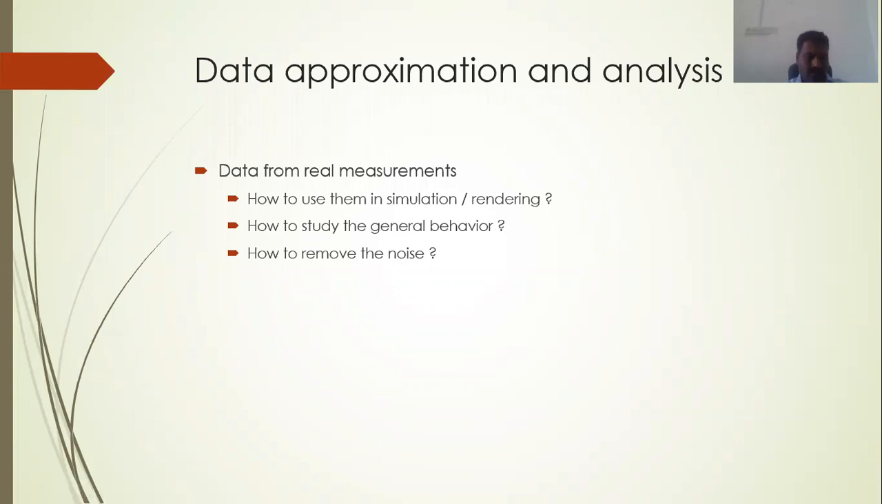In this class, we'll see optimization. Where do we use it? Basically, it's used in data approximation and analysis. We know data comes from real world measurements, and we need to understand how to use them in simulation or rendering, and how to study the general behavior, understanding the pattern, right? Where it is maximum, where it is minimum, and if there is some noise, how to remove the noise. That is the basic agenda of this chapter and approximation.